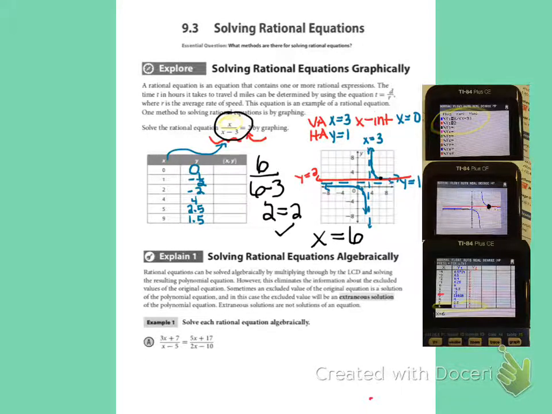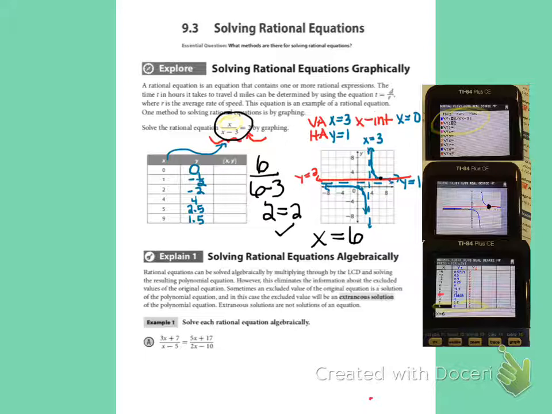Now, I tend to trust the algebraic methods a little bit more, because graphing is a little bit limited unless you use that calculate intersection function. Then you could estimate if it wasn't a nice integer value. But we're going to take a look next at using algebraic methods.